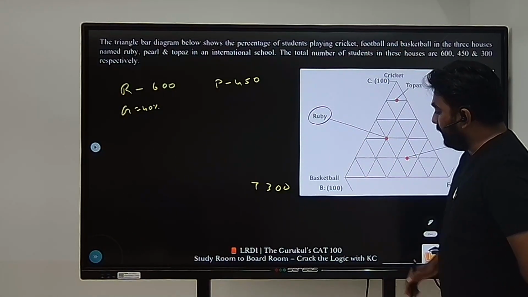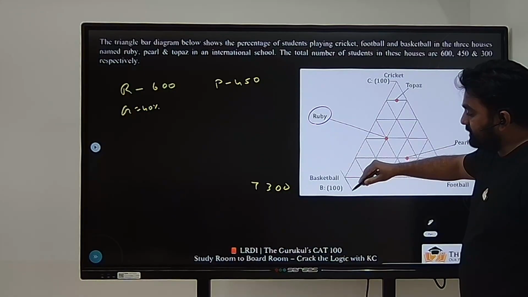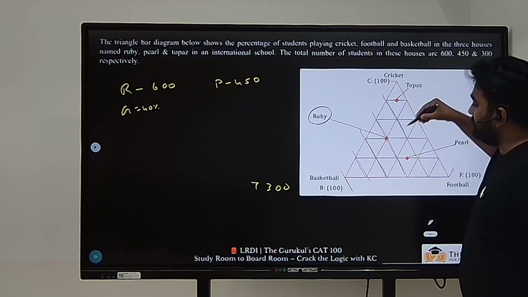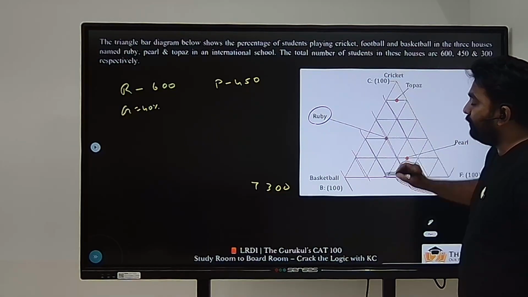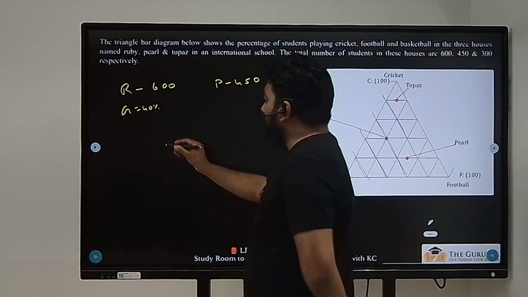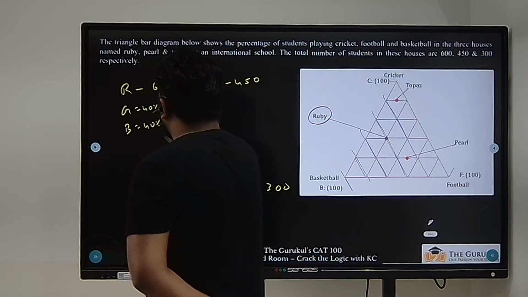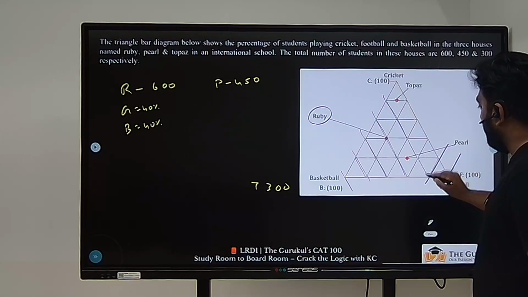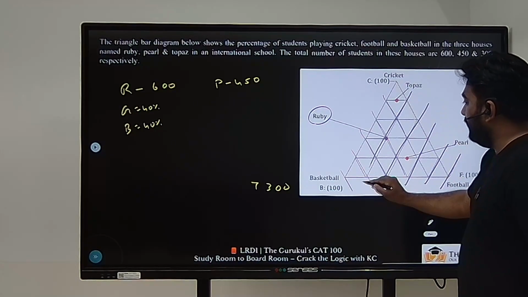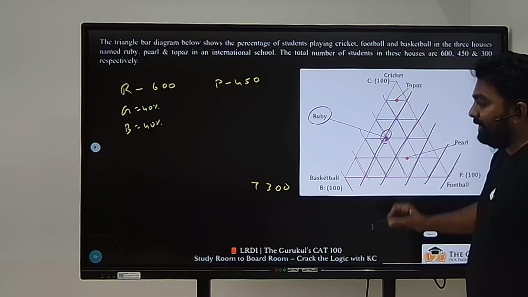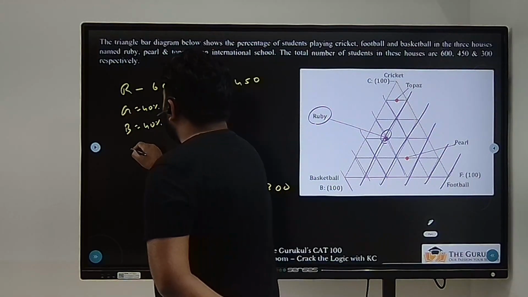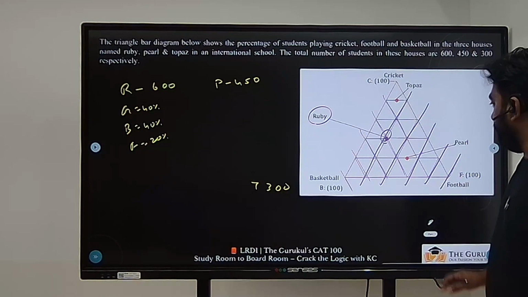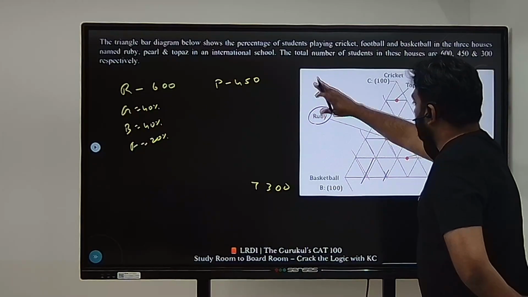Now let's look at the other part. If we are talking about basketball, this is 100%, 80%, 60%, 40, 20 and 0. This point is on 40% line. So basketball is also equal to 40%. If I look at football, this is 100, 80, 60, 40 and 20. This is on the 20 line, which is football. So football is equal to 20%. That is how we read the triangle graph. That is for one house, which is Ruby.